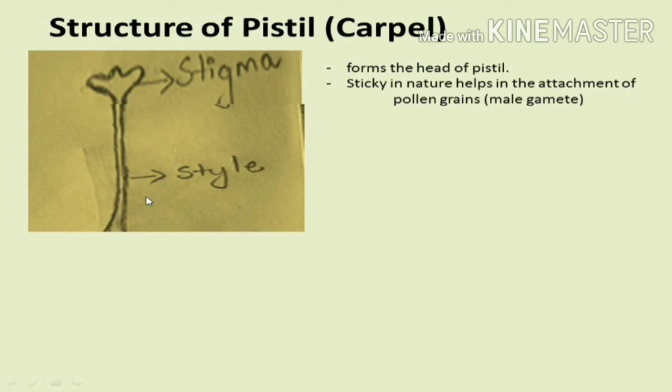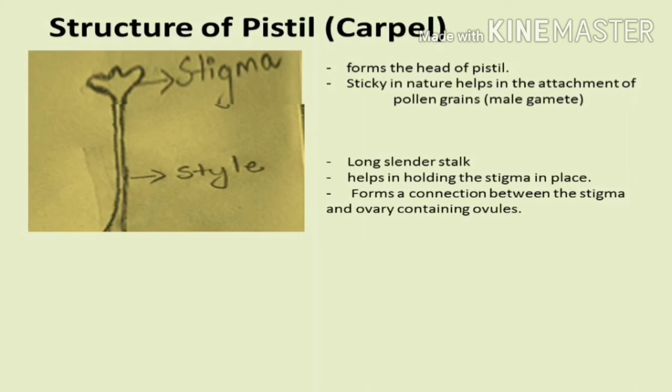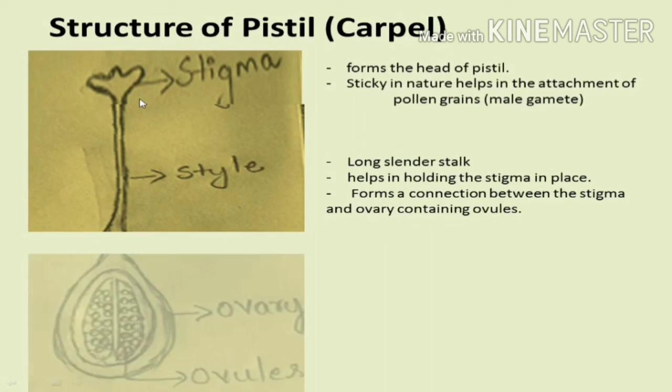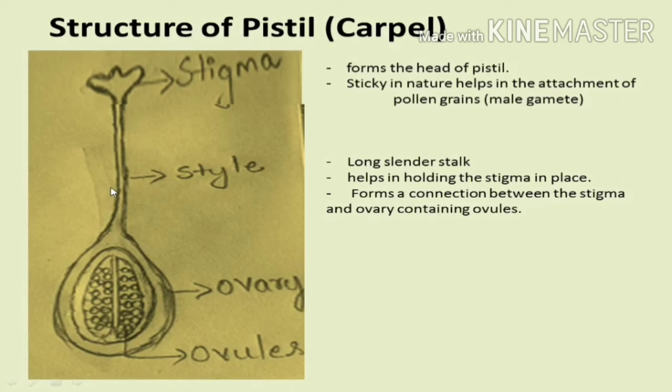Coming to the next part, style. Style is the long, slender structure that helps in holding the stigma in place. Not only does it hold the stigma in place, but style forms the connection between the stigma and the ovary containing ovules.